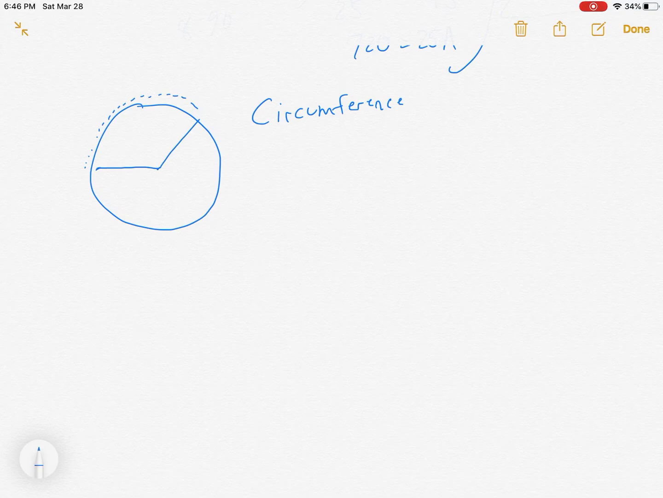Is it half? Not quite half. Is it a quarter? Looks to be more than a quarter. Well, how do we know?